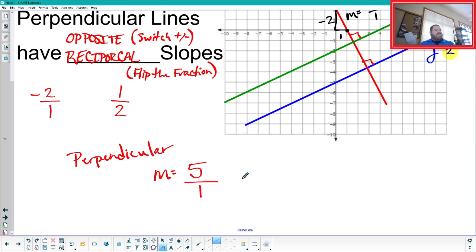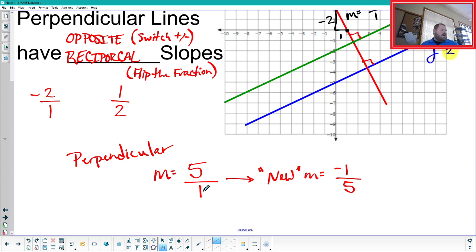We have to remember that any whole number is always over the number 1. That allows me to actually have a fraction to flip. So if I turn this into its perpendicular slope, my new slope would be that flipped over and with the sign changed. Change the sign to negative and flip over that fraction. Don't just flip over a 5, okay? Even though it is kind of cool that that works out.